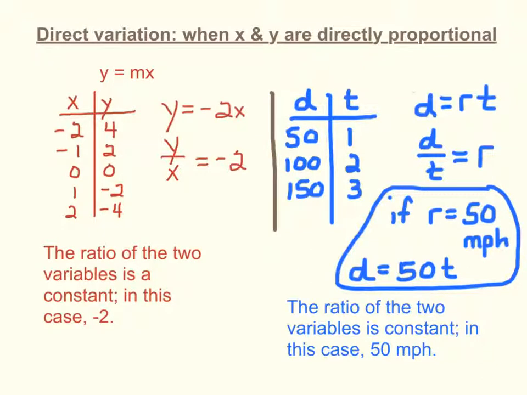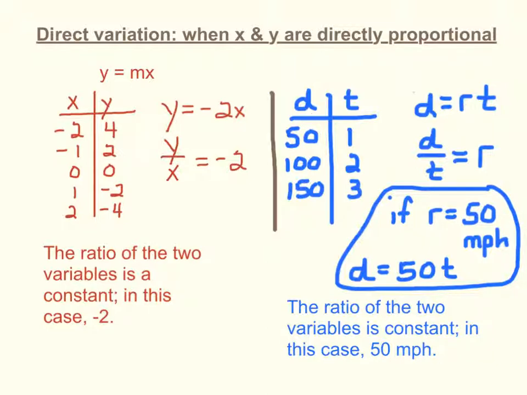Direct variation occurs when x and y are directly proportional. If you'll remember, the equation for a line is y is equal to mx plus b. With direct variation, it's simply y is equal to mx. An equation like y is equal to negative 2x is an example of direct variation.